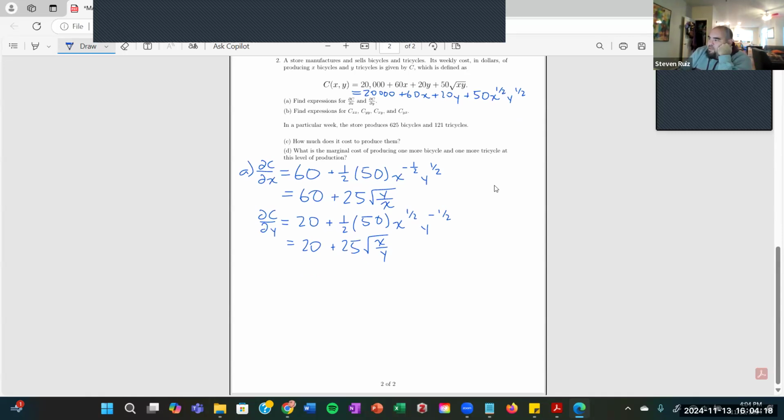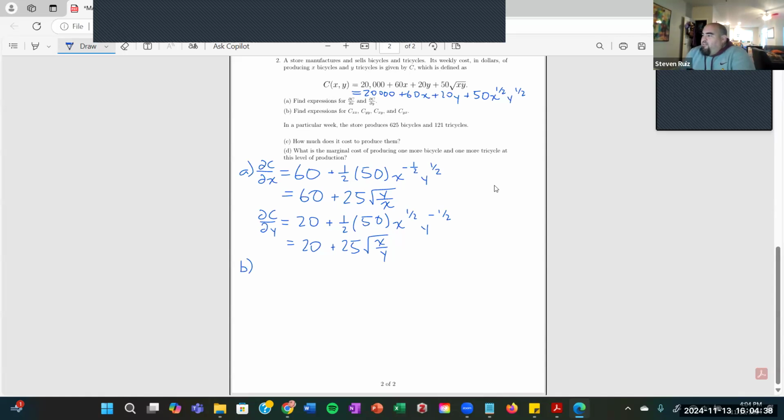All right, now part B is to find more partials, but they're second order partials. So how do I find second order partials? Well, let's just go through it.